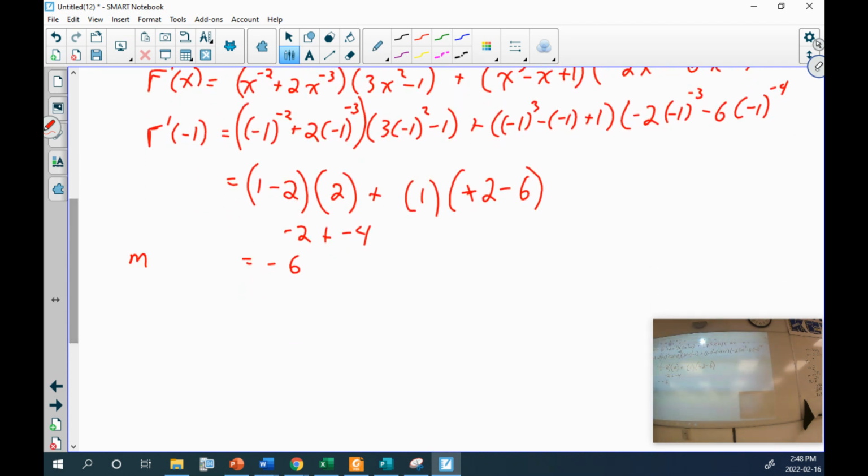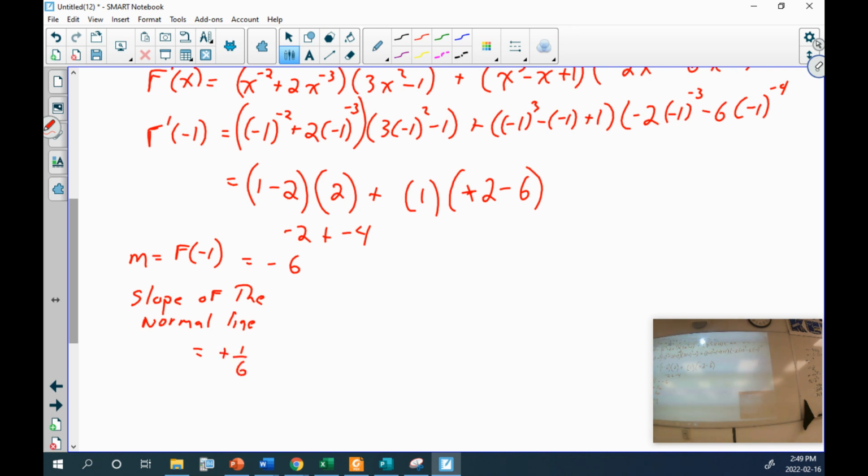So the slope at -1 of the line tangent to the curve is -6. The slope of the normal line is the opposite reciprocal, 1/6.